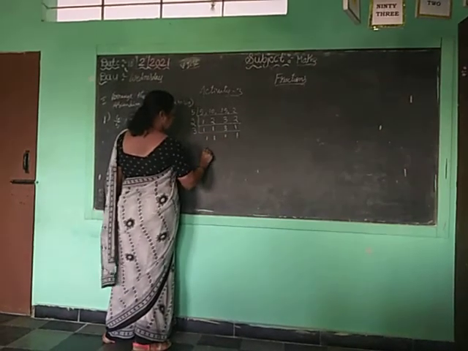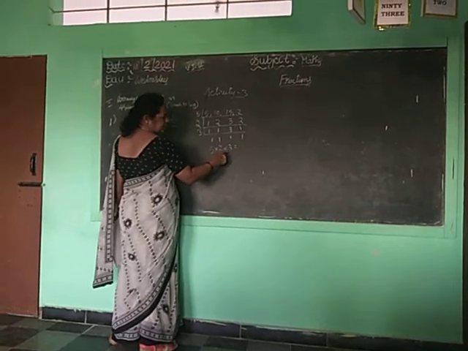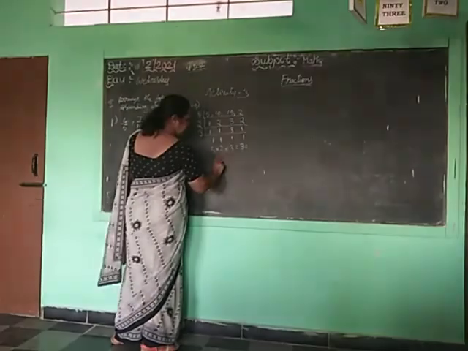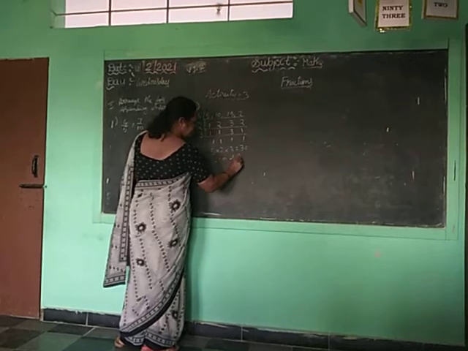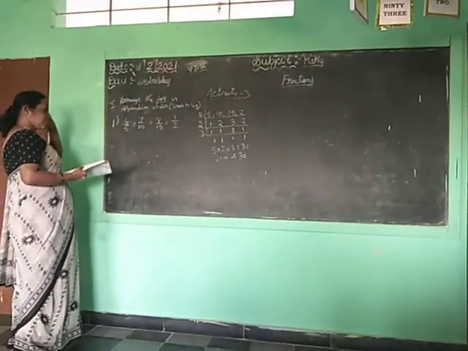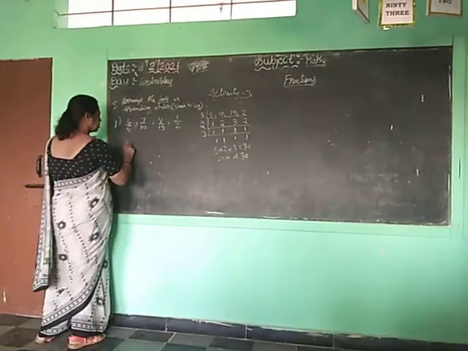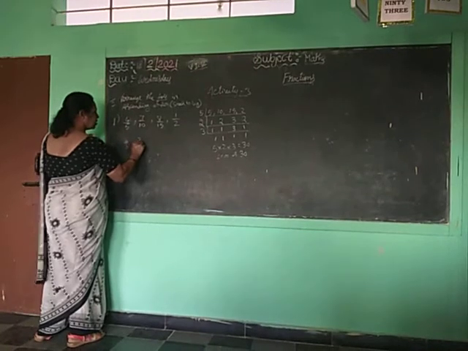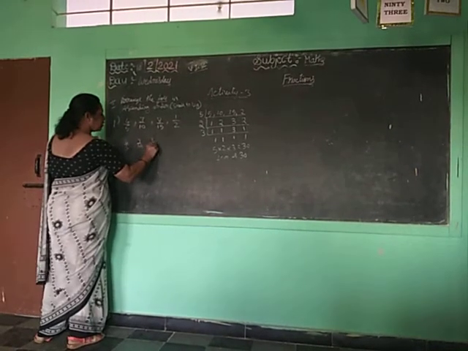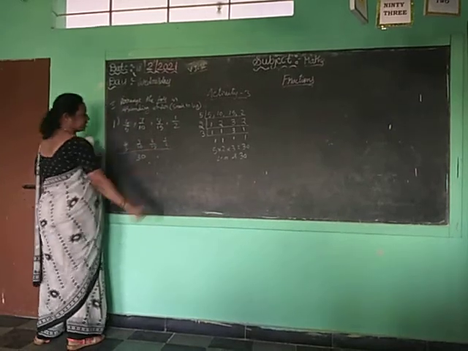Again I will take 3, 3 ones are 3. Okay children, now 5 into 2 into 3. 5 twos are 10, 10 threes are 30. LCM is 30. First you have to find the LCM for the denominators. Then for each fraction you put the LCM. Okay. See, 4 by 5, 7 by 10, 8 by 15, 1 by 2, with LCM 30.